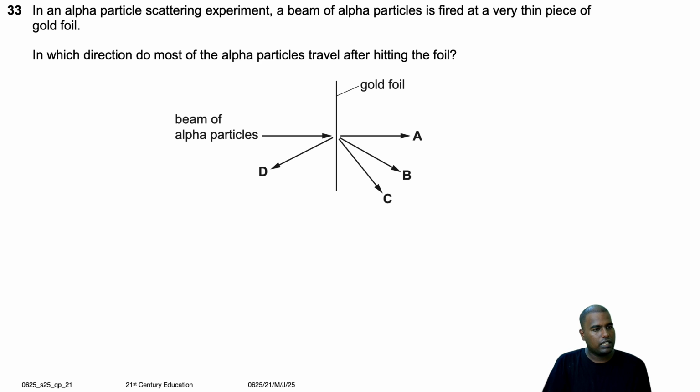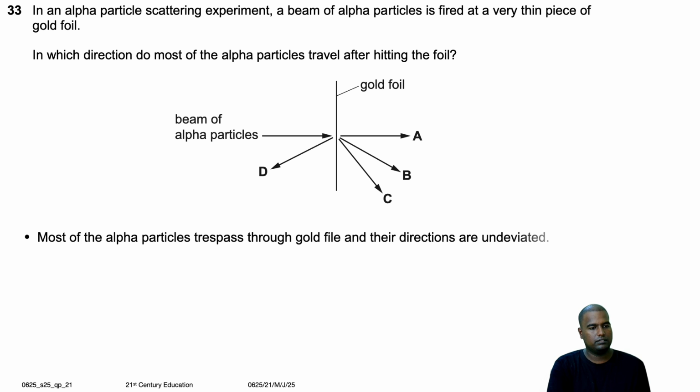In the alpha particle scattering experiment, a beam of alpha particles is fired at a very thin piece of gold foil. Which direction do most of the alpha particles travel? Okay. So in the alpha particle scattering experiment, most of the alpha particles go undeviated. So it's A.